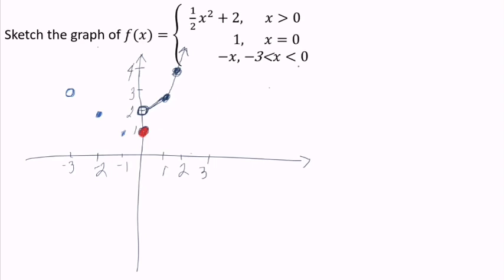So, if x is 0, I'm going to plug in 0. This will become negative times 0, which is 0. Okay? Since 0 is not included, I will again use a hollow circle. Now, let's connect the dots. Just a straight line, okay? And this is a straight line. So, this is now the graph of the piecewise function.